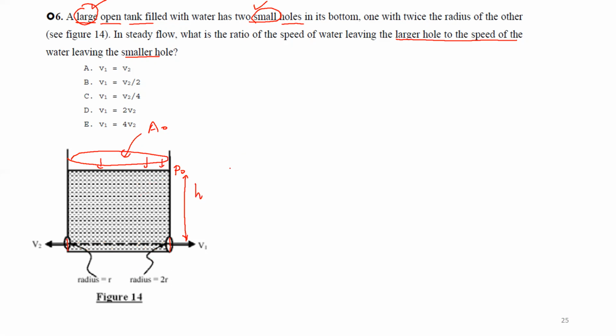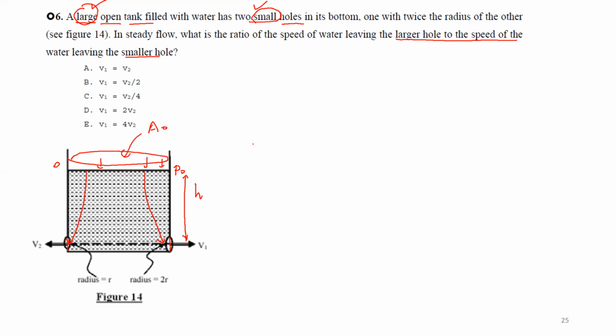Good. Now, what I will do is apply Bernoulli equation between 0 and 2, and then 0 and 1. So let's consider a streamline going like this, and another streamline going like this, and I will apply Bernoulli equation.